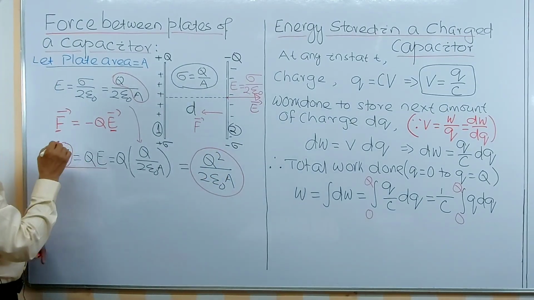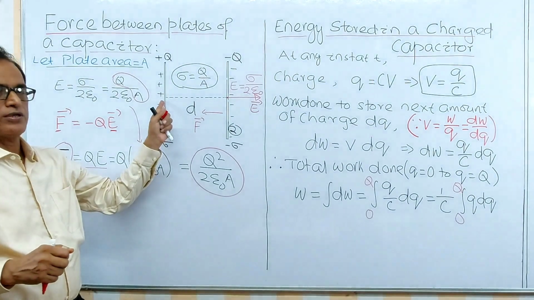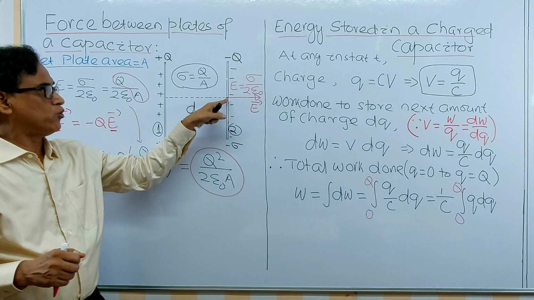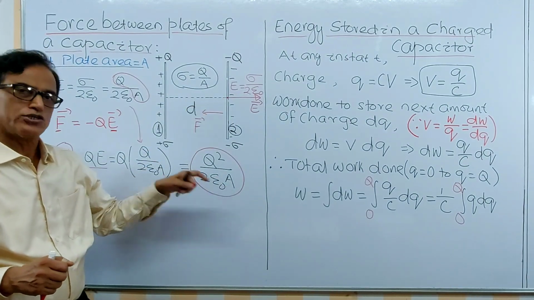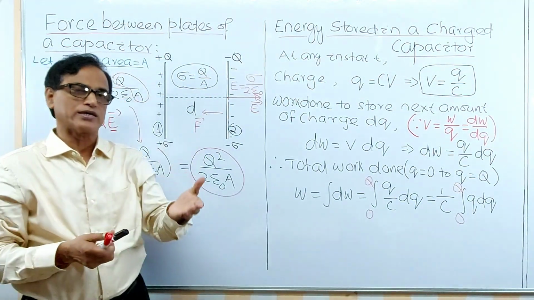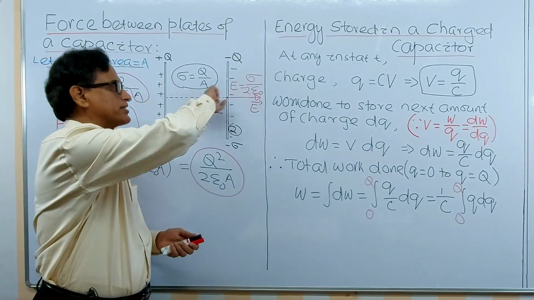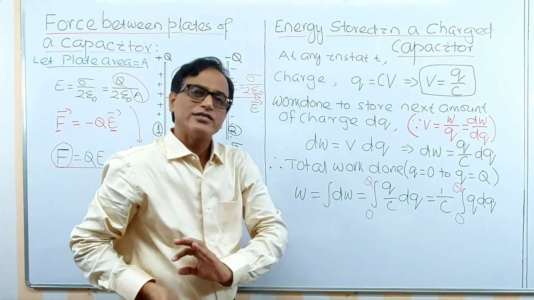This is the force on this plate due to the positive charge. Due to the positive charge plate, the force on this plate is given by Q² / (2 epsilon 0 A), and it is attracted towards this. Similarly, we can calculate the force on this plate due to this one, also attractive in these directions, and the magnitude will be this much.